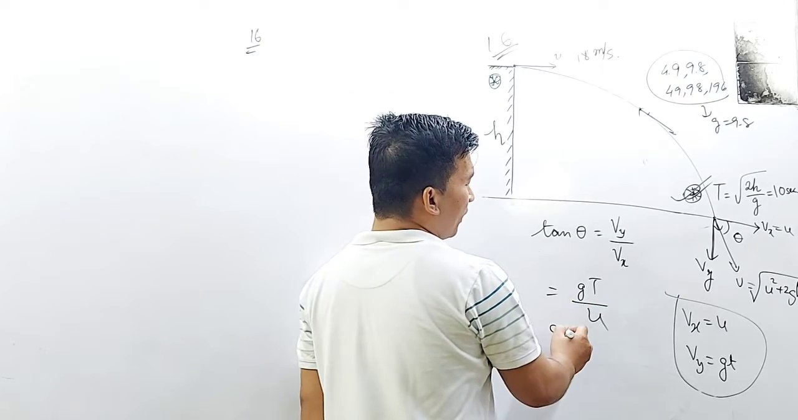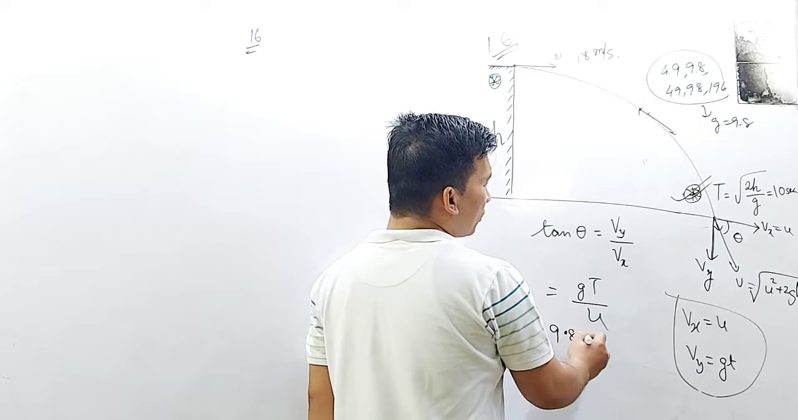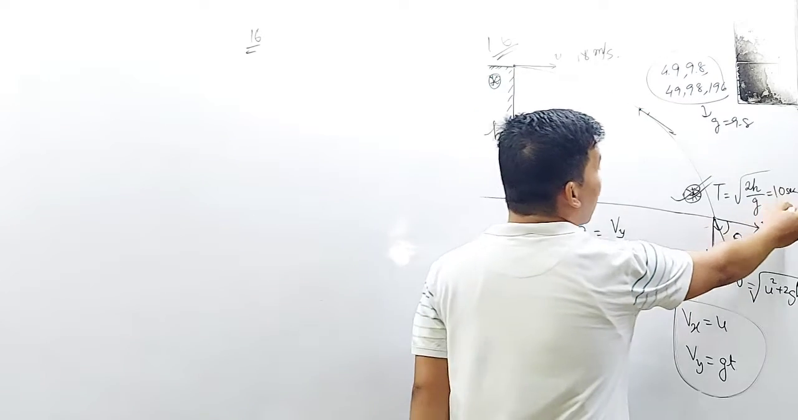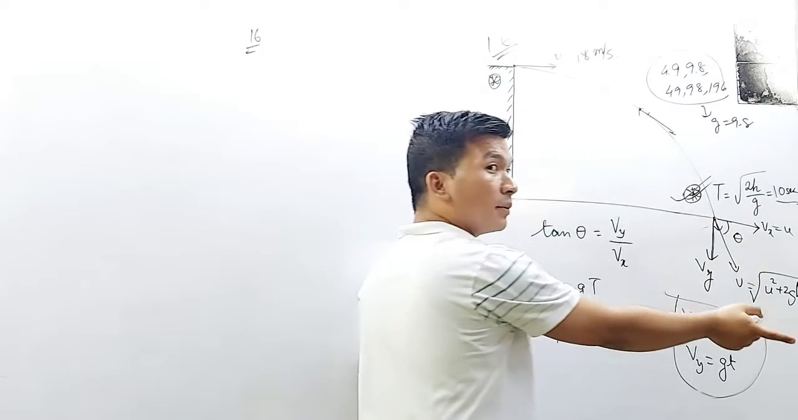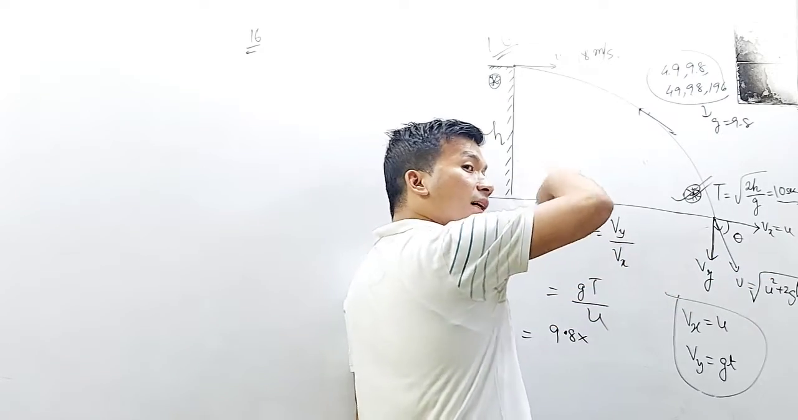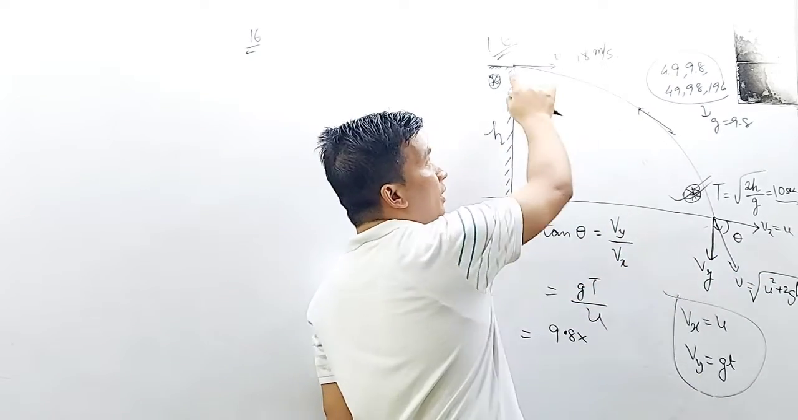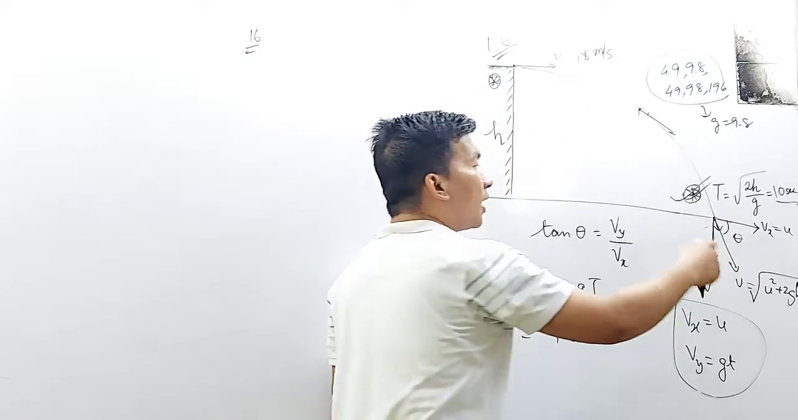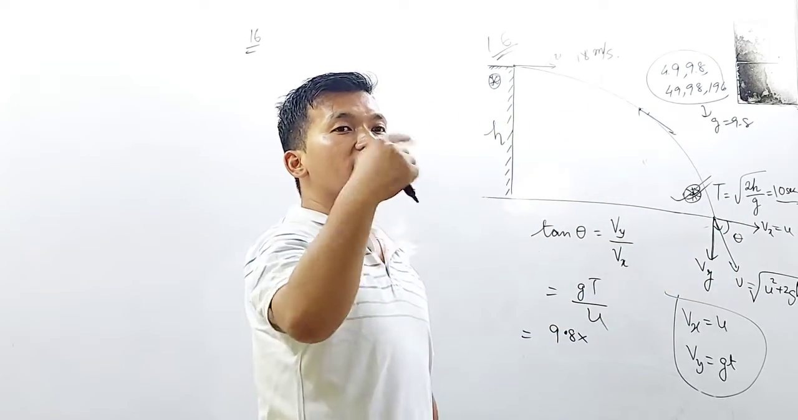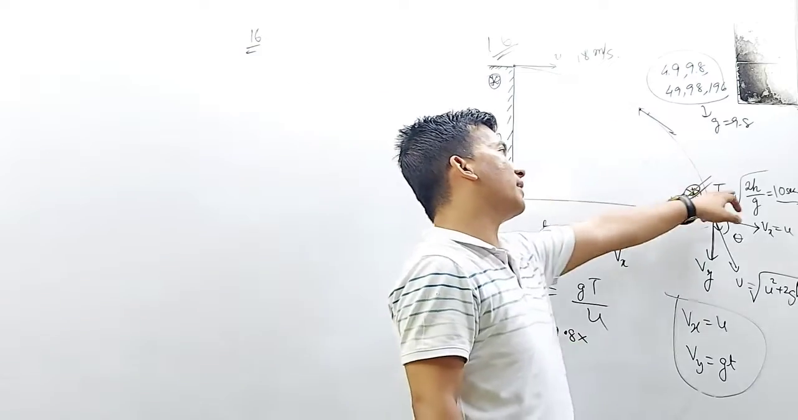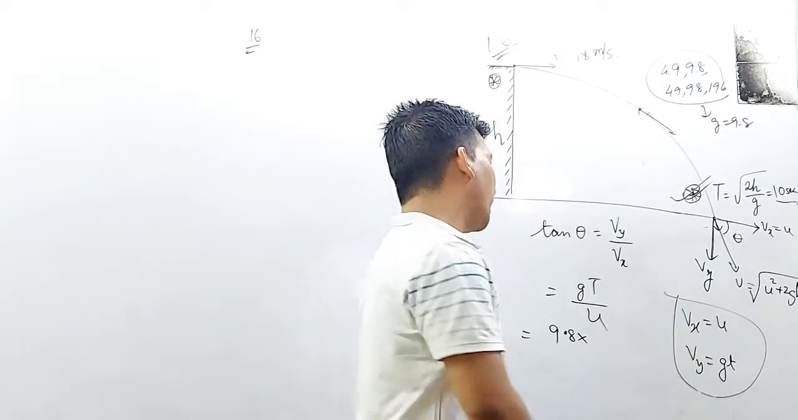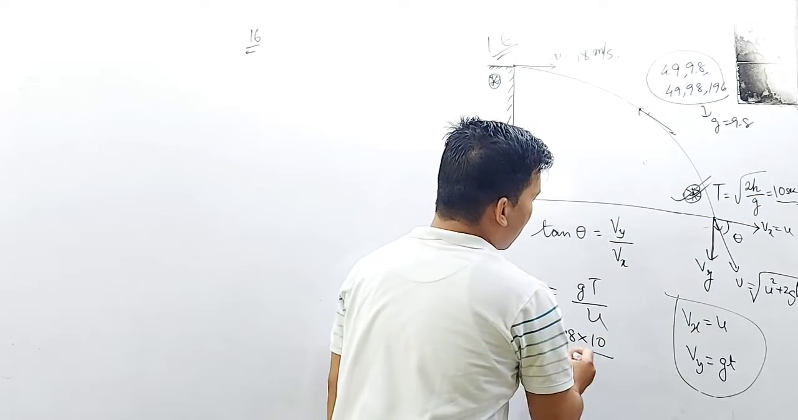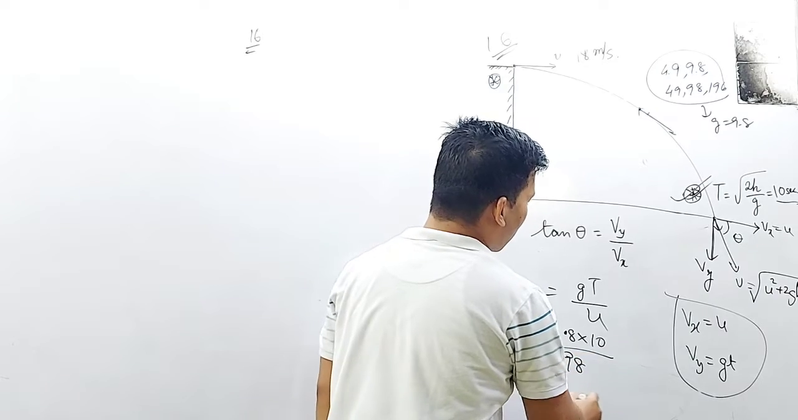This is 98. 9.8 into what is the time? The duration. The question mentions that when this object is thrown with 98 meters per second, it will land on the ground after 10 seconds. The total time of flight is 10. We put the value as 10, over 98, and our answer is 1.